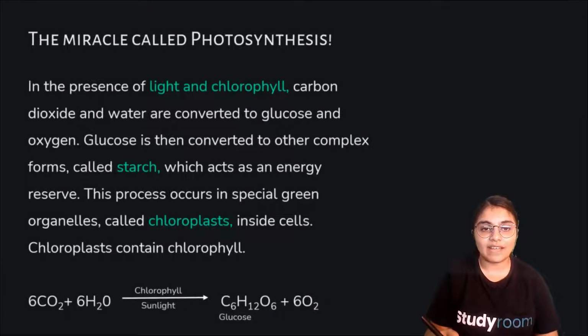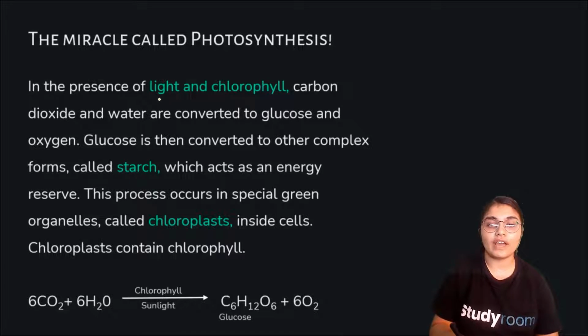In the presence of light and chlorophyll, carbon dioxide and water are converted to glucose and oxygen. Glucose is then converted to other complex forms called starch, which acts as an energy reserve. This process occurs in special green organelles called chloroplasts, which are present inside cells. Chloroplasts contain chlorophyll. So as you can see, this is light, this is chlorophyll. It's a very important thing that you need to remember.